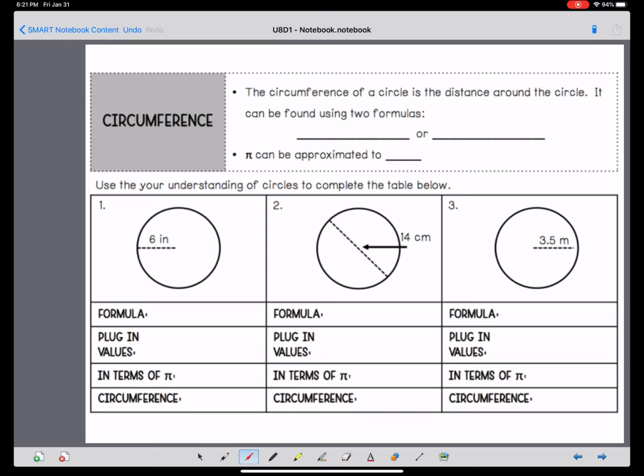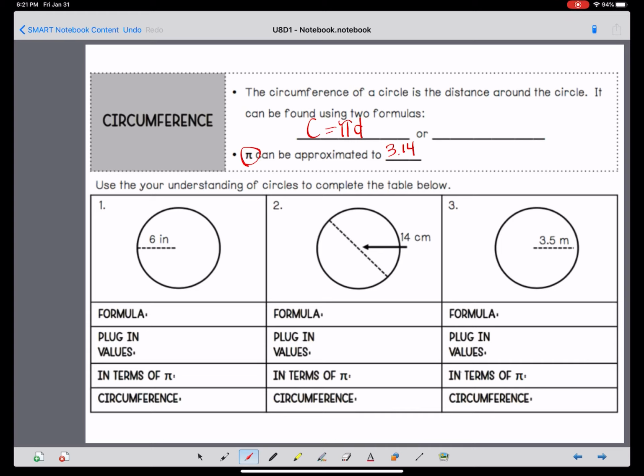So with the circumference of a circle, that's the distance around the circle. It can be found using 2 formulas. So the first one is you're going to use the button pi on your calculator, where pi stands for 3.14. This is what pi looks like if you're typing this into your calculator. Here it is. You'll do pi times your diameter, and that will give you the circumference. So you just do pi times the diameter.